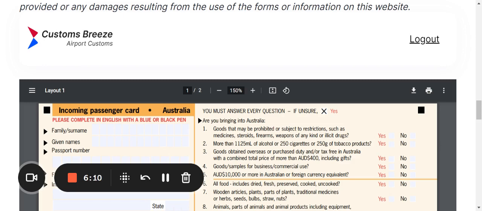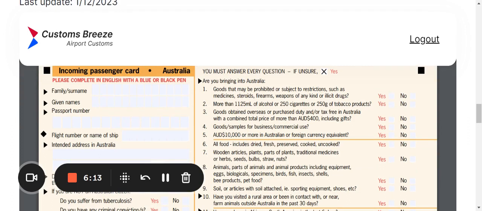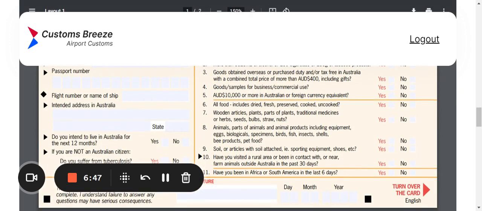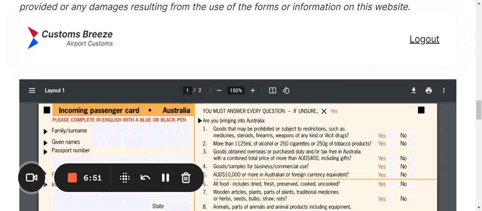Just as a note, questions 1 through 9, they're all about things that you carry in, whether it's goods, whether it's money, whether it's some kind of item. So these questions you should look at carefully and determine whether you have these items or not. And remember, when in doubt, just put an X at yes. So I'm going to go quickly through the questions, and then we're going to hit 10 and 11. So 1, goods that may be prohibited or subject to restrictions, such as medicines, steroids, firearms, weapons of any kind, or illicit drugs. Fill out what you need.